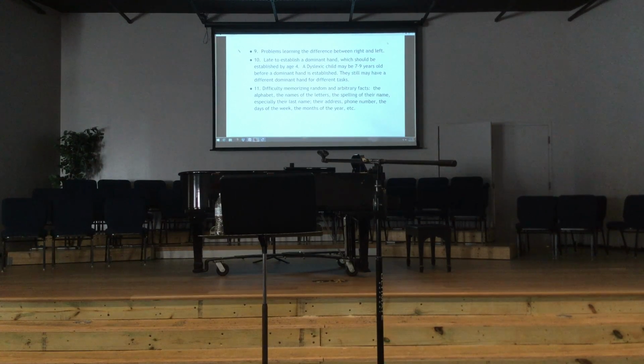Problems learning the difference between right and left. We already kind of talked about that. Late to establish a dominant hand, which should be by age 4. A dyslexic child may be 7 to 9 years old before a dominant hand is established, and they still may have a dominant hand for different tasks.